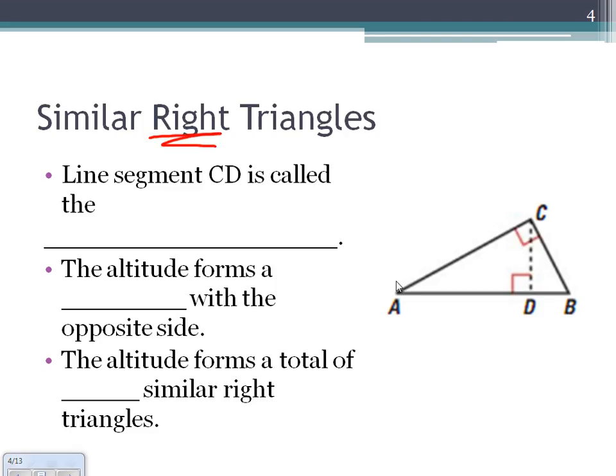The line segment CD, as you can see the dotted line there, is called the altitude. The altitude goes from the vertex, so the vertex here is C, so the point at C, and it goes down to the line opposite to it, and it forms a right angle. Okay? So the altitude goes from one vertex to the opposite side, and it forms a right angle. Alright? So what does it form with the opposite side? I just told you, my bad. A right angle.